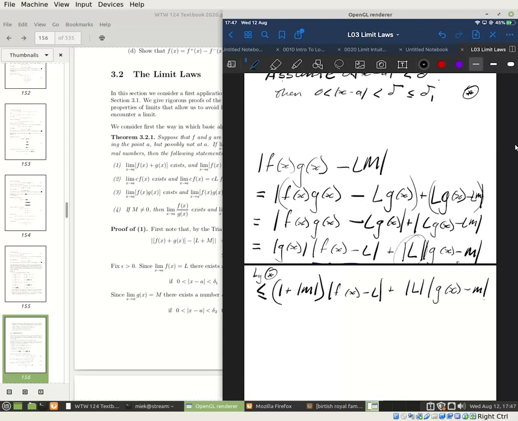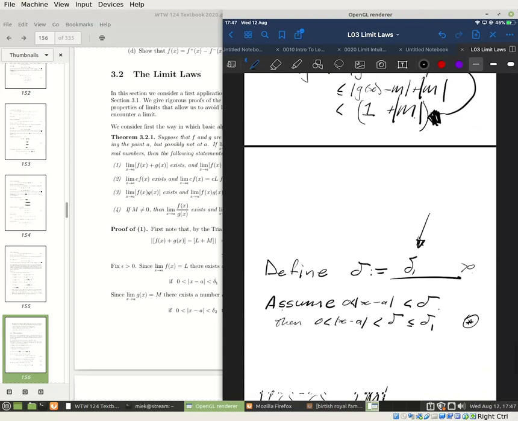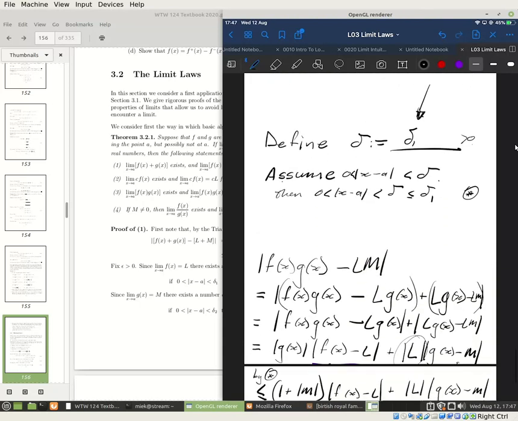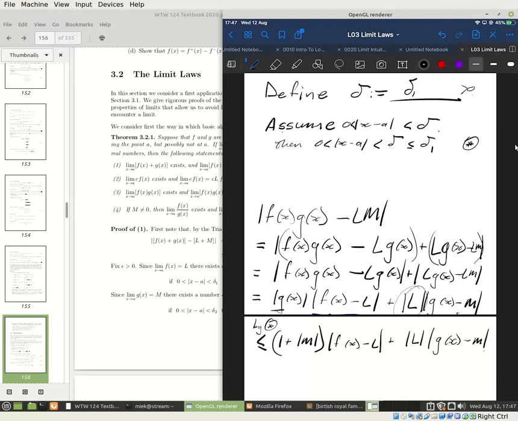Okay. So now we've taken care of this niggly little factor over there, which depends on x, which we wanted to be bounded by a constant. Now we have bounded it by a constant.